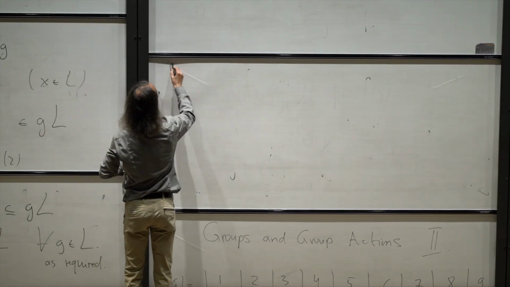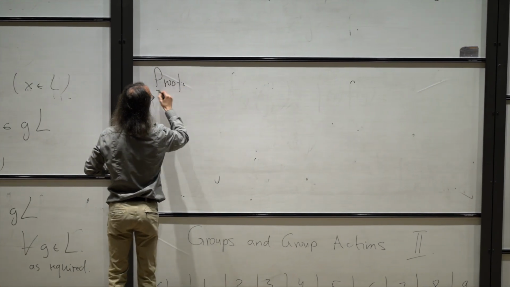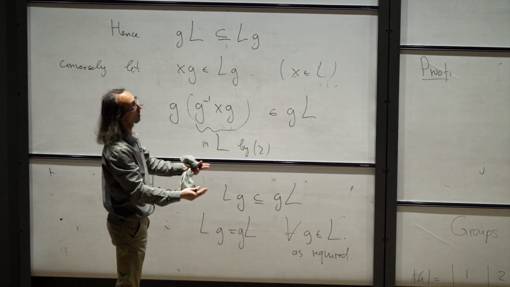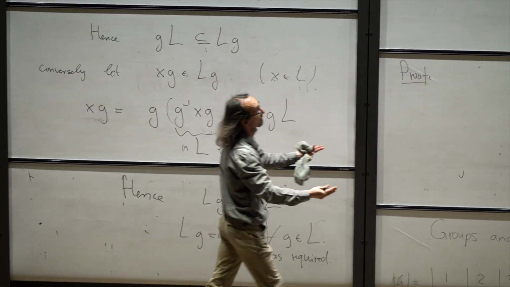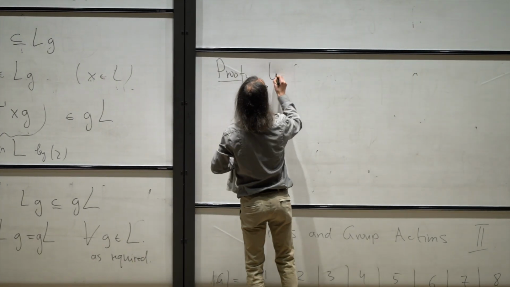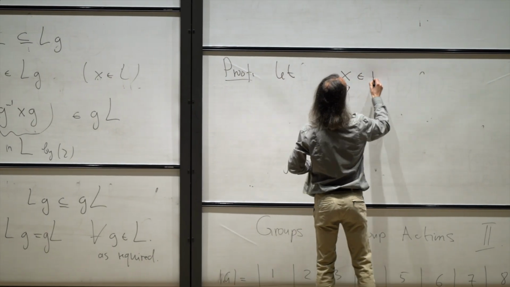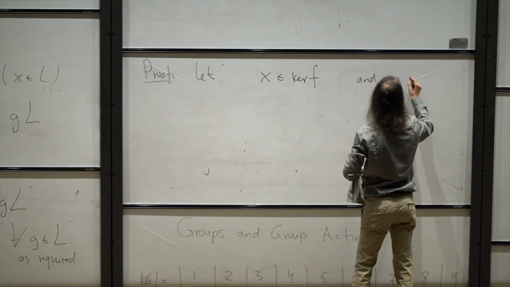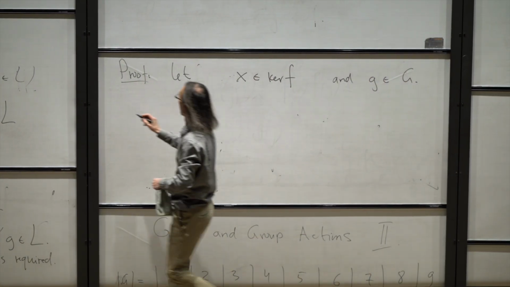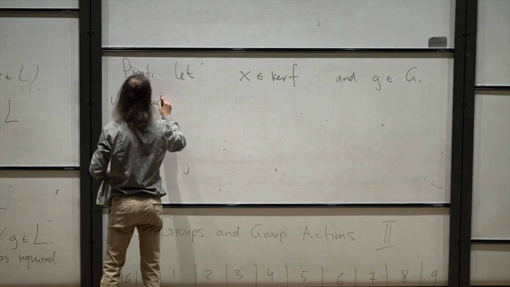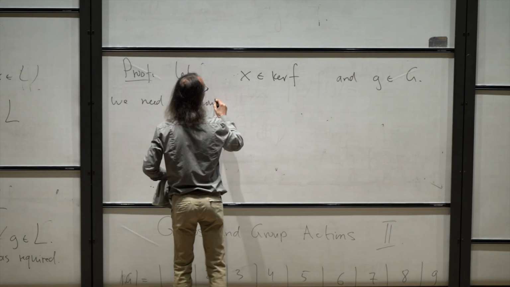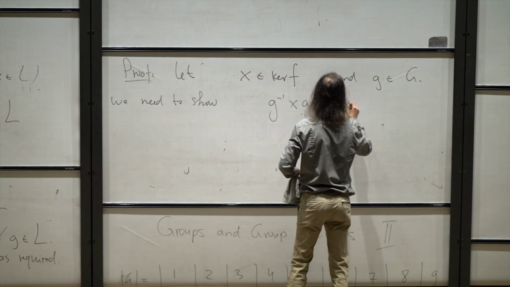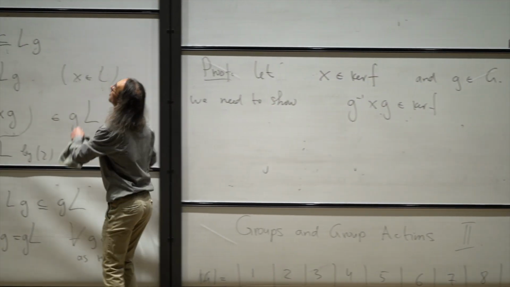Okay, let's prove it. Again, at this stage, all the proofs should follow rather immediately, almost straightforward from the definitions. And indeed, this is the case. Let X be in the kernel of F, and let G be in G. We need to show that G inverse XG is in the kernel of F, right? I'm checking property 2.